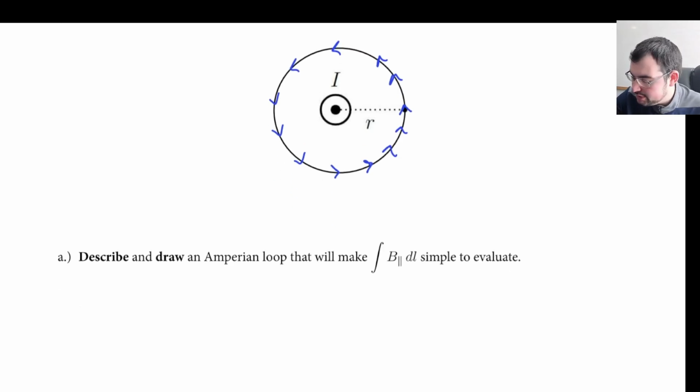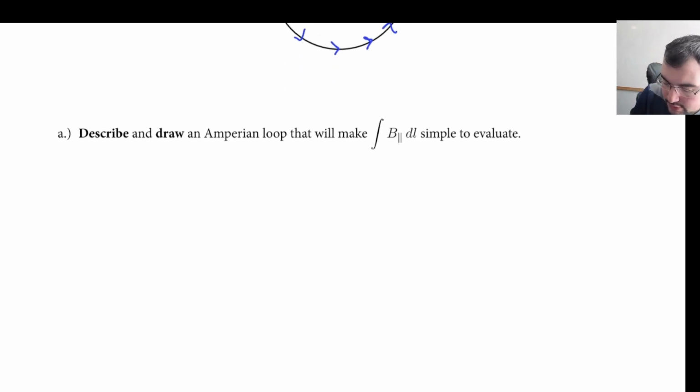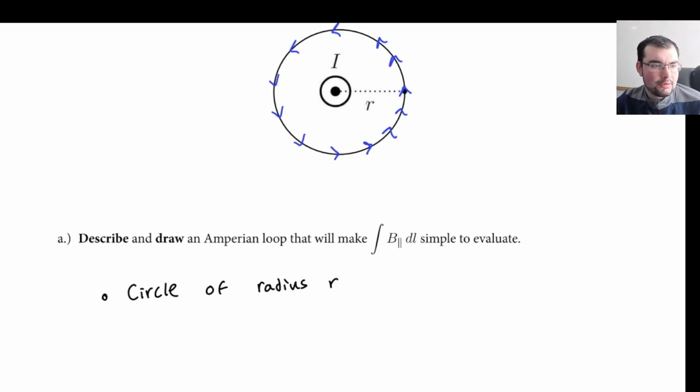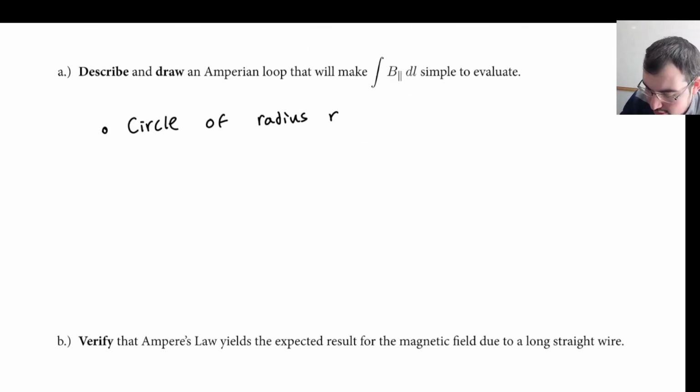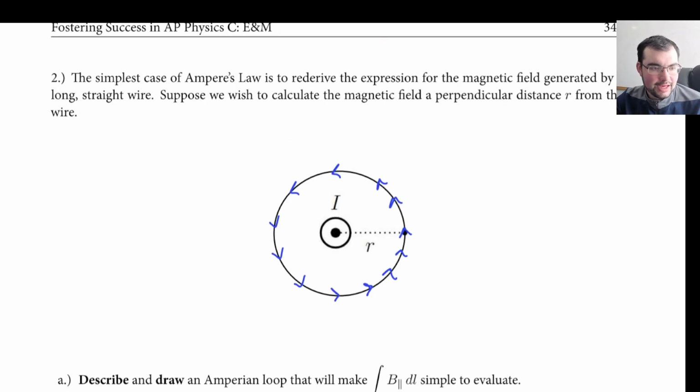So our Amperian loop is going to be a circle of radius r. And why? Well, what's the circulation? Well, again, circulation is defined... I'm going to drop the path symbol. It's the amount of distance the field is circulating parallel with the path. So it's tangent to this path or parallel to it at all points.